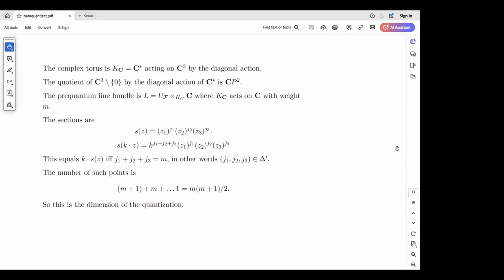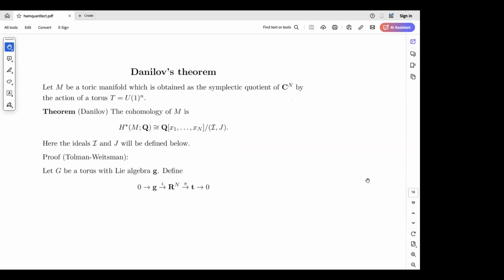Does anyone want clarification of the part that you had difficulty reading, or maybe I should do that later? I will go on to Danilov's theorem.